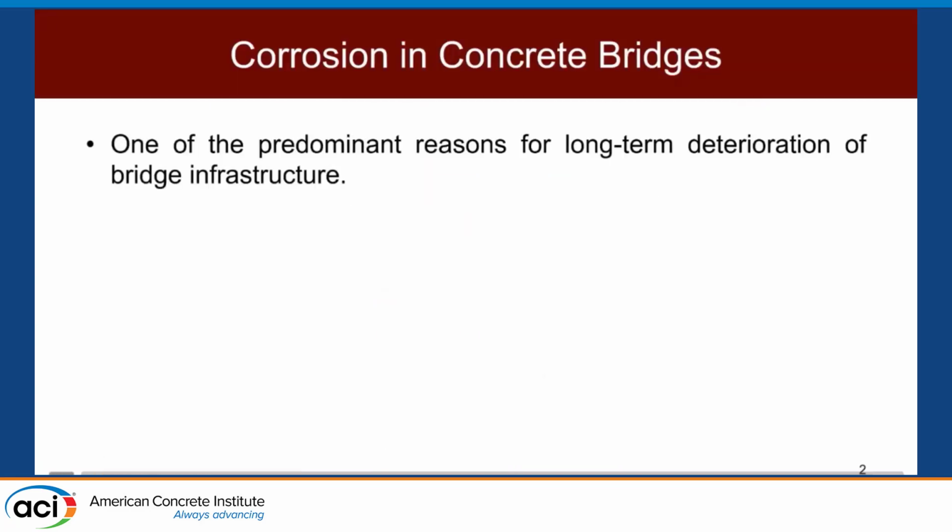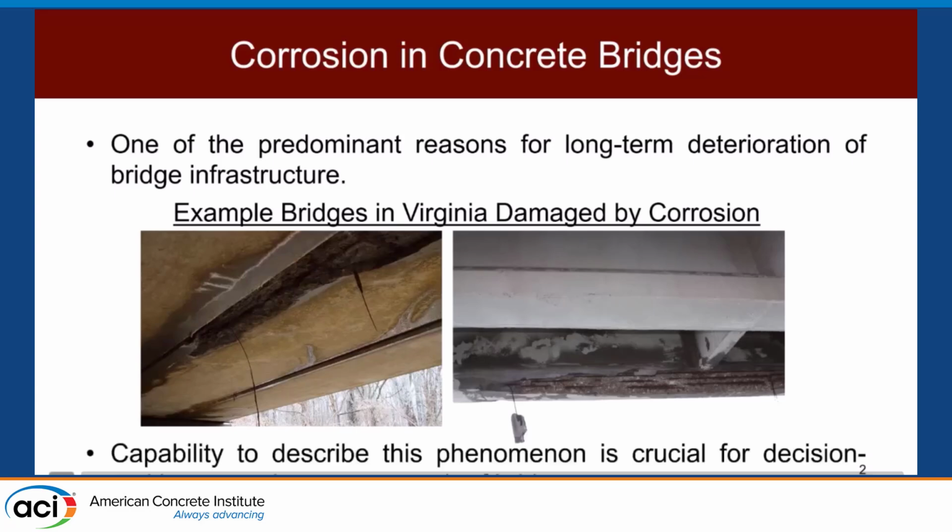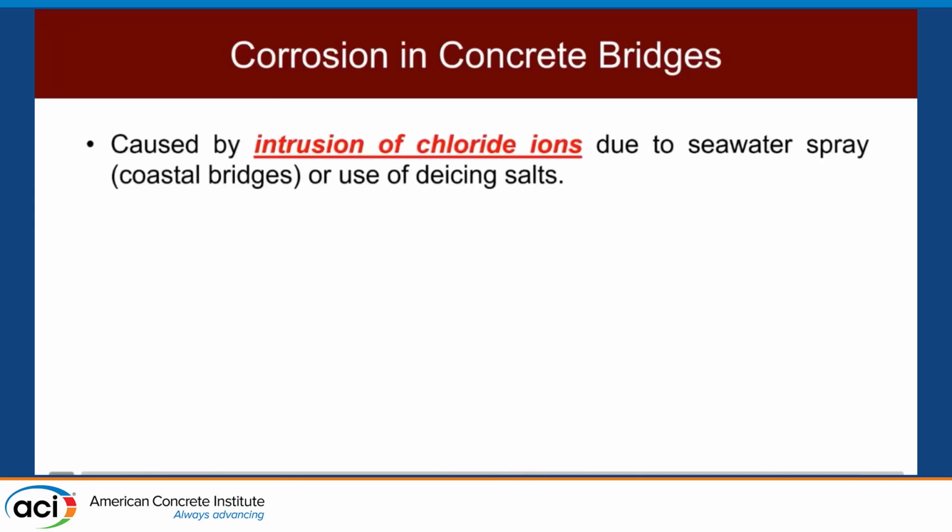Corrosion in concrete bridges is one of the predominant reasons for the long-term deterioration of bridge infrastructure. Here are some example photographs from actual bridges located in Virginia which exhibited severe, if I can use the term, visual corrosion damage. The capability to describe and predict this phenomenon is, of course, crucial for the decision-making on the maintenance and repair of bridges nationwide.